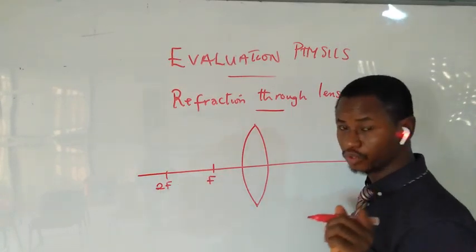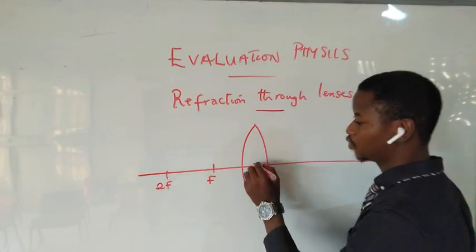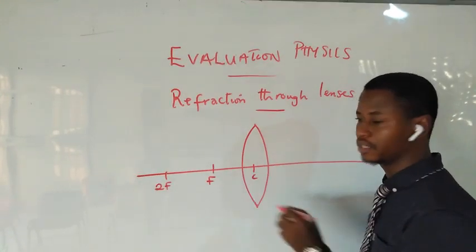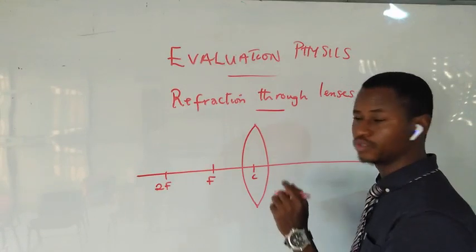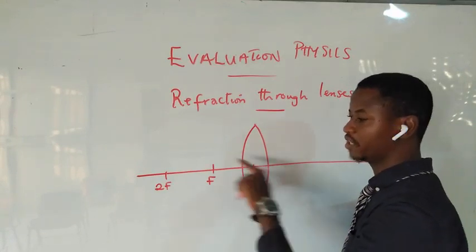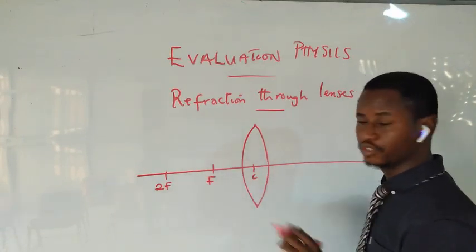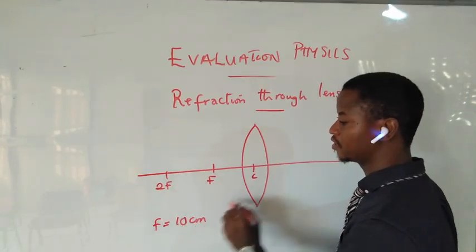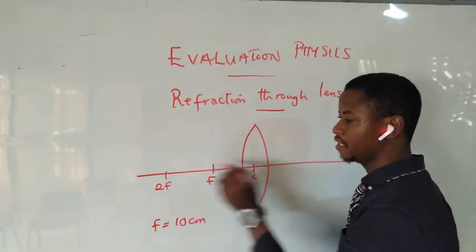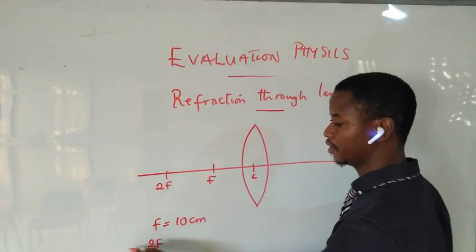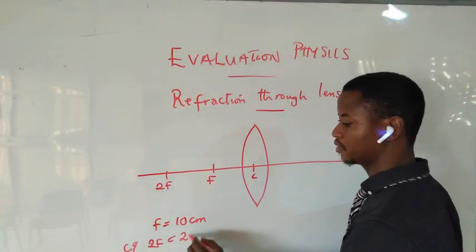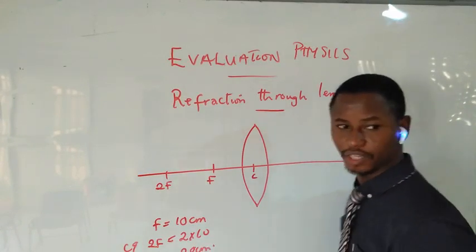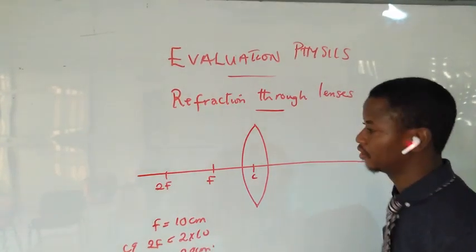It's of interest to know that the distance between this center, which is referred to as the optical center of the lens, and this place, is 2 times the distance between this place and 2F. So for instance, if F is 10 centimeters, what that means is that the distance between C and 2F is 2 times 10, which is what? 20 centimeters. But that is not our interest in this class.